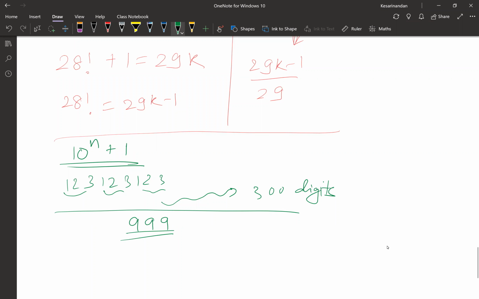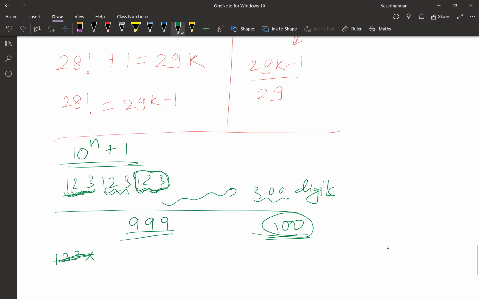Let's see what is done here. This is 123 into, first of all, how many times will 123 get repeated, guys? 300 digits, and 3 digits occupy 123. So we will have 123 how many times? 100. Perfect.